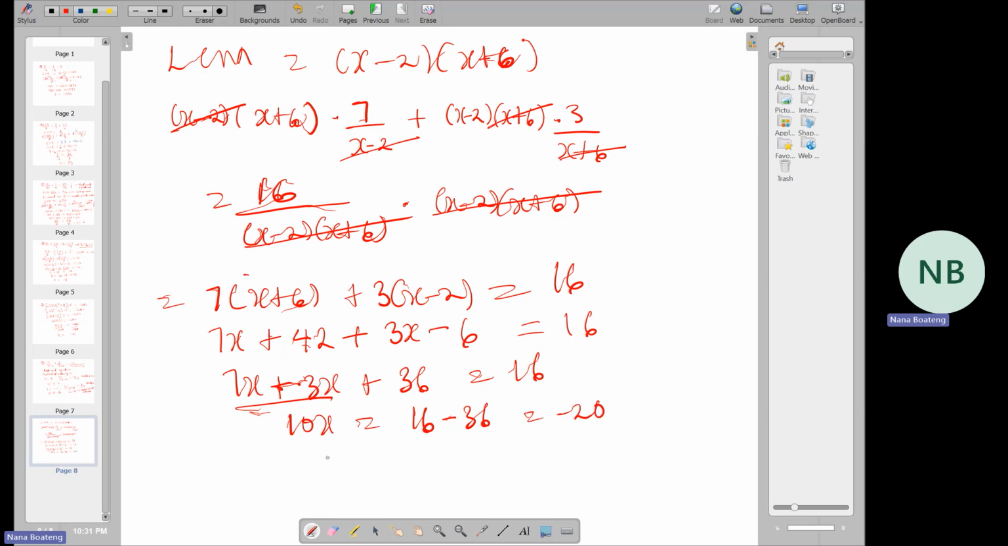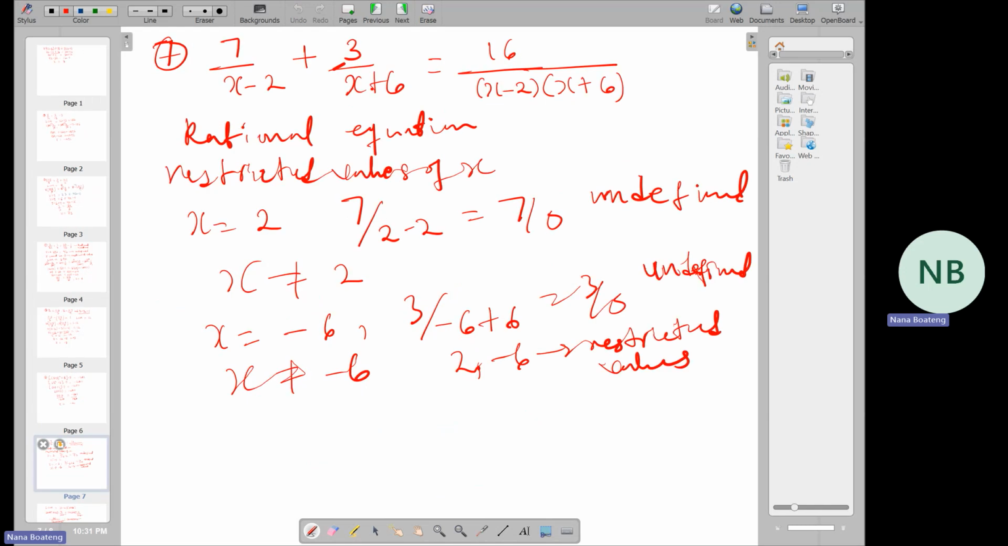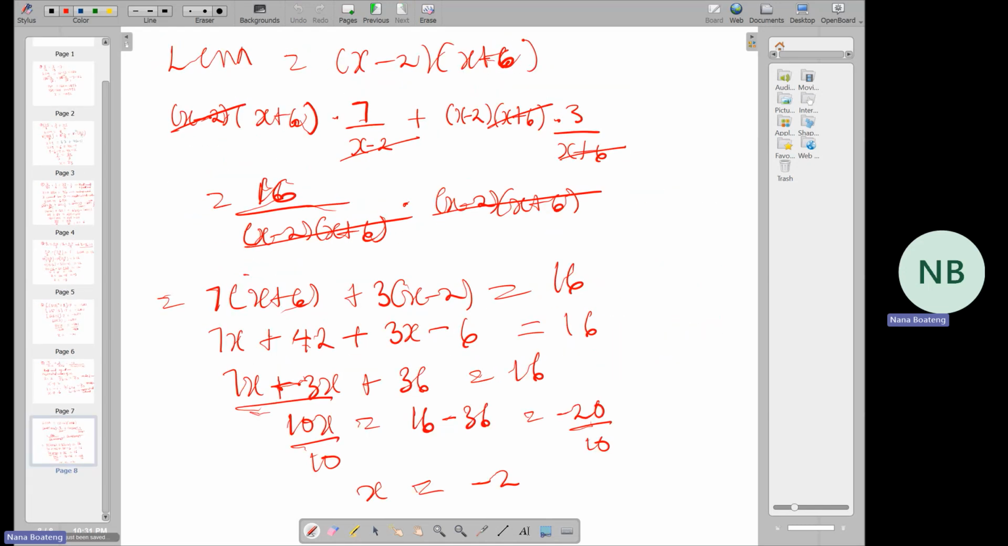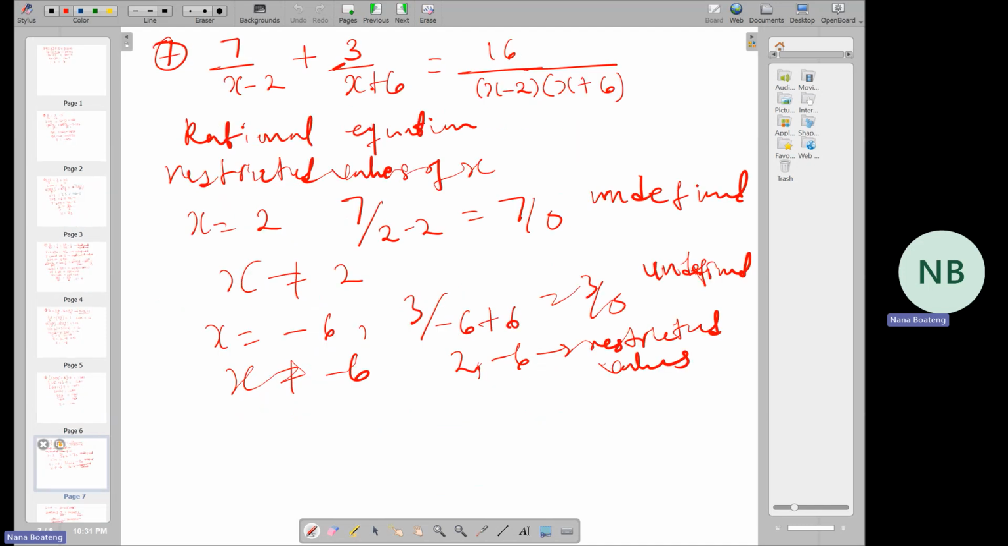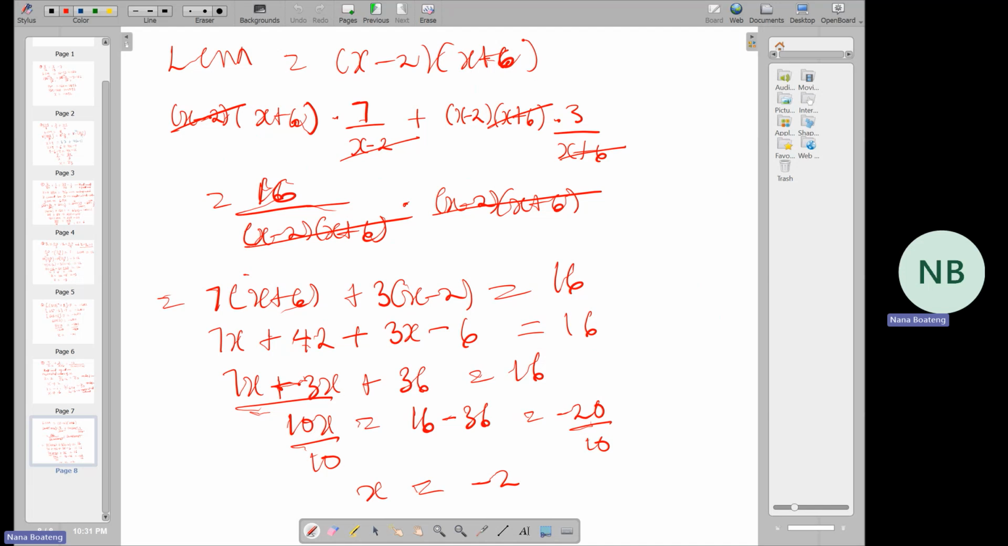And so if we divide both sides by 10, we get x is equal to negative 2. But remember, the restricted values are 2 and negative 6. x can be negative 2. So x is equal to negative 2 is a solution. It's a solution.